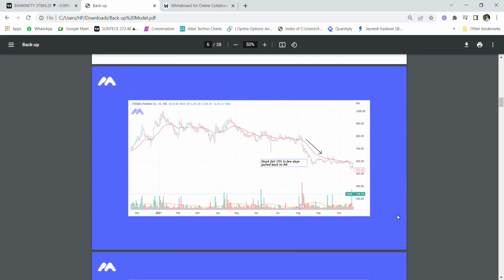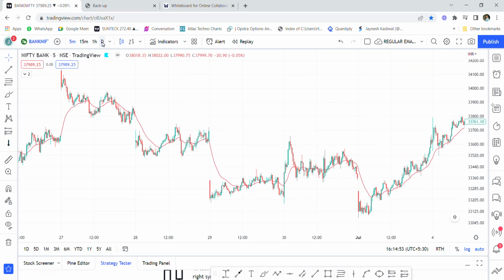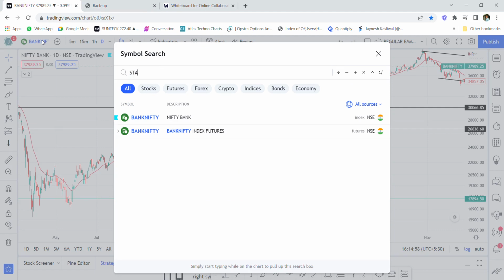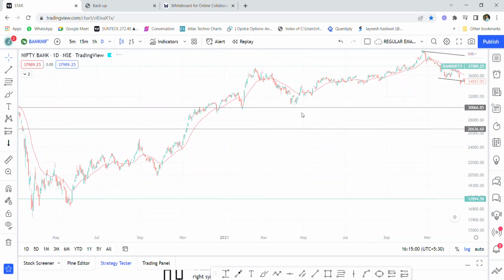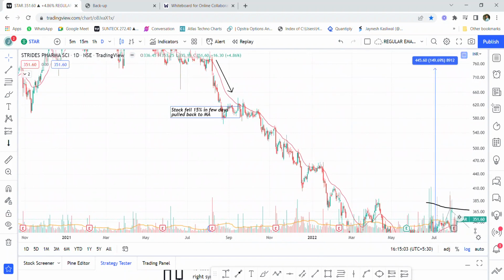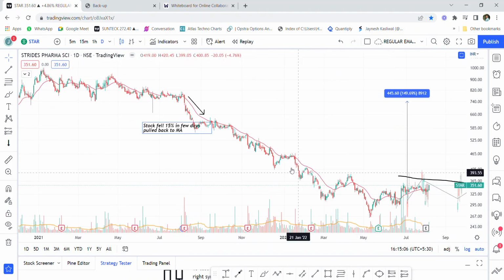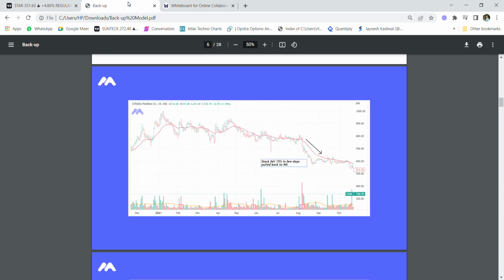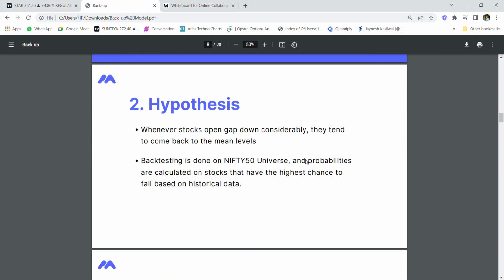These are some of the examples we have talked about, where even intraday, after huge selling has happened in a stock, say if we open the chart of Strides Pharma, you'll see that after the stock has fallen hugely in a continuous manner, it generally pulls back to the moving averages. This keeps on repeating again and again, and that is the move we are trying to capture, right? So what is the hypothesis?